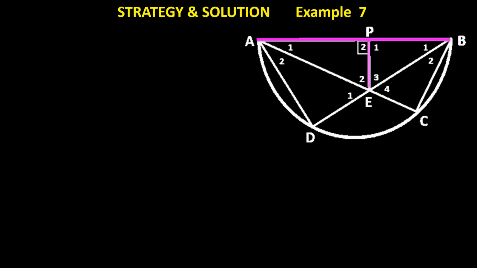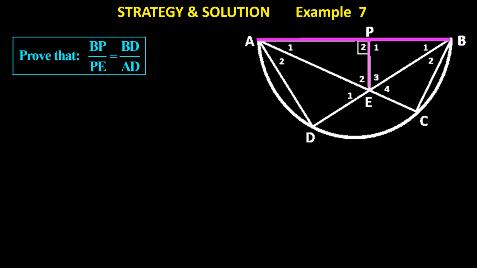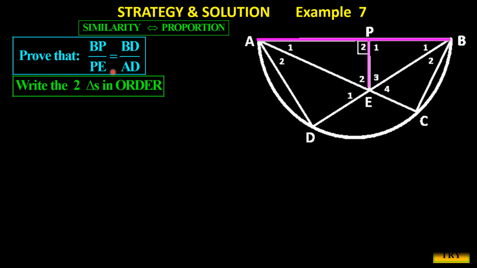So the solution, there we have our diagram again with all the information given, especially the important fact that AB is a diameter. And this is our question. We want to prove this proportion here. Now, always remember, if the triangles are similar, then the corresponding sides are in proportion. So if I want to prove this proportionality, I need to first of all show two triangles similar. So let's get our two triangles, in order, and we'll just use our strategy we did previously.